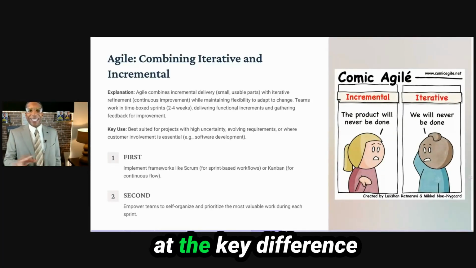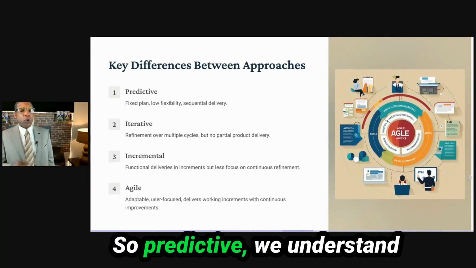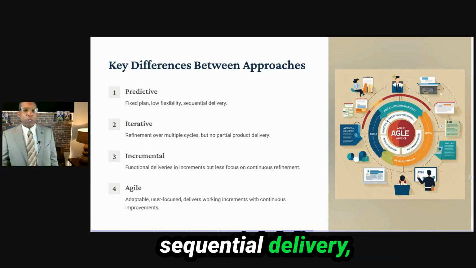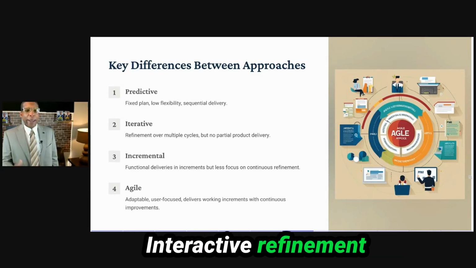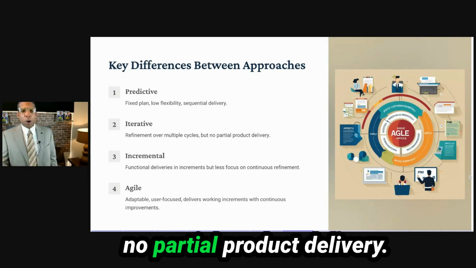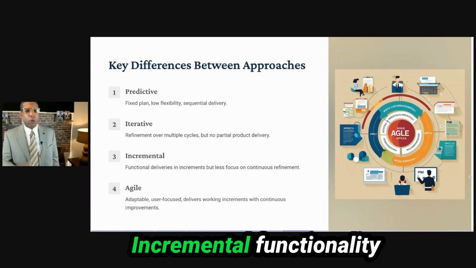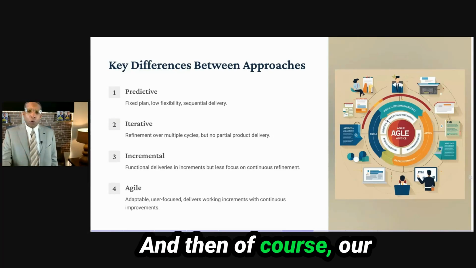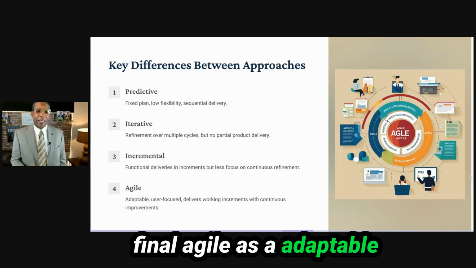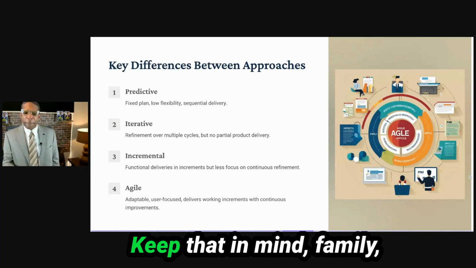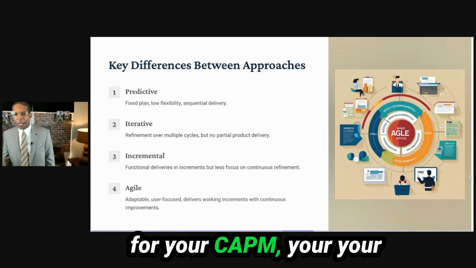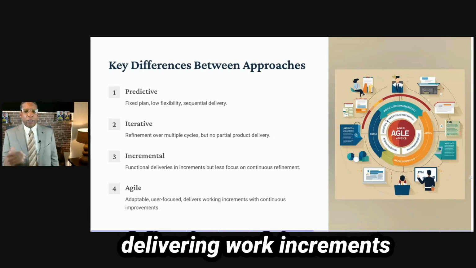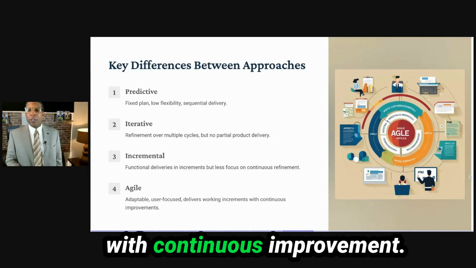All right, family, let's look at the key difference between each approach. Predictive, we understand, is a fixed plan, low flexibility, sequential delivery. Iterative is refinement over multiple cycles, but no partial product delivery. Incremental is functionality delivered in increments, but less focus on continuous refinement. And then, of course, our final, agile, is adaptable and user focused. Keep that in mind, family, especially if you're studying for your CAPM, your PMP, or even your ACP. This is all about user focus, delivering work increments with continuous improvement.